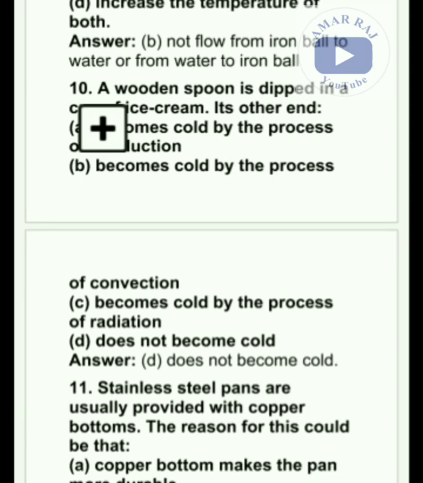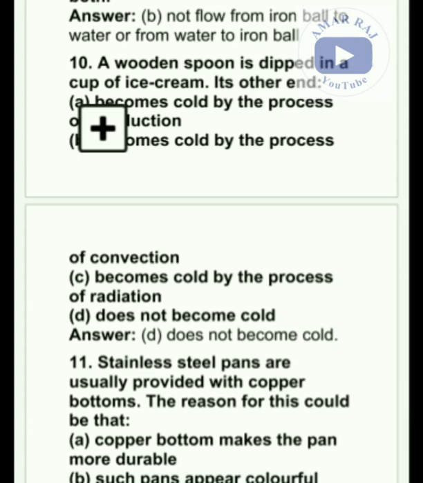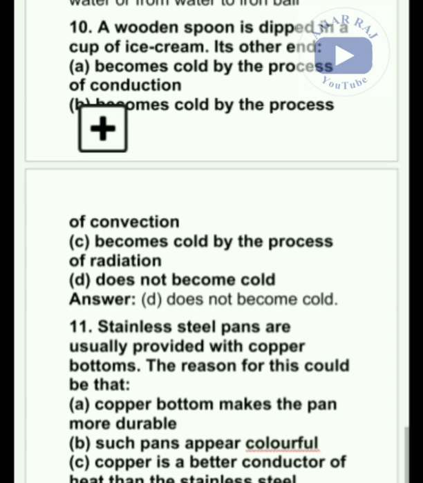Now see question number 10. A wooden spoon is dipped in a cup of ice cream. Wood is a bad conductor of heat, so there would be a negligible flow of heat. We have to ignore it, and option D is correct.